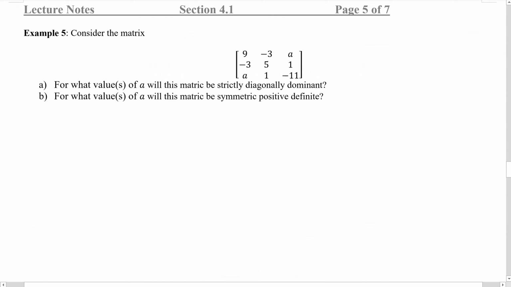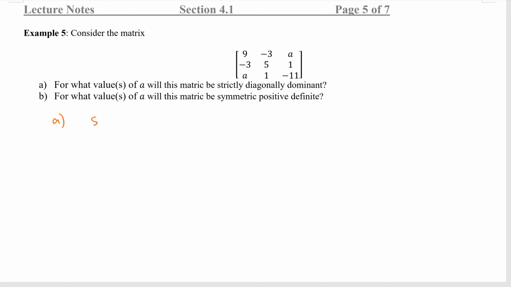All right, let's continue to look at this example 5. Consider this matrix. So here we have a parameter A, right? Part A: for what values of A will this matrix be strictly diagonally dominant? Part B: for what values of A will this matrix be symmetric positive definite?